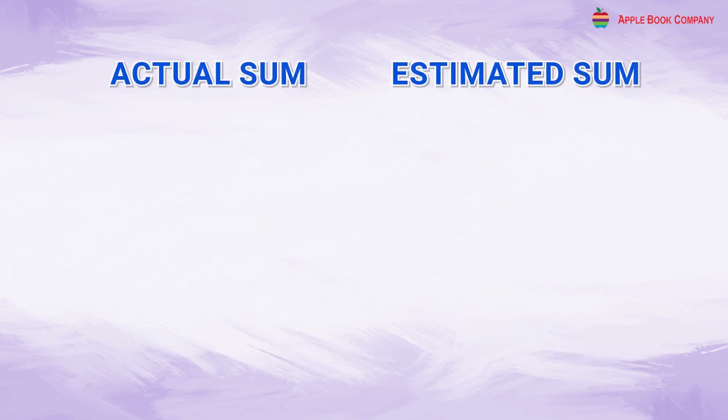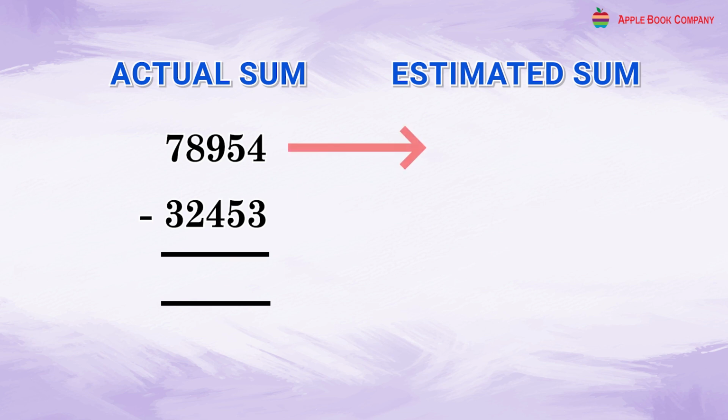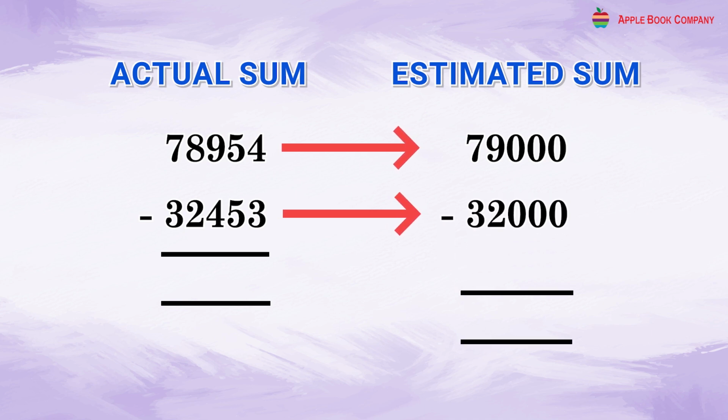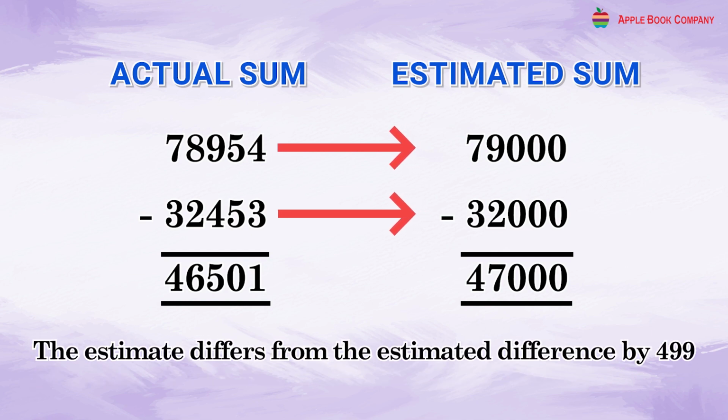Let's see another example. Estimating the difference of 78,954 and 32,453 by rounding them off to the nearest thousands. 78,954 is rounded off to the nearest thousand, 79,000. 32,453 is rounded off to the nearest thousand, which is 32,000. The estimated difference is 47,000 and the actual difference is 46,501. The estimate differs from the actual difference by 499.